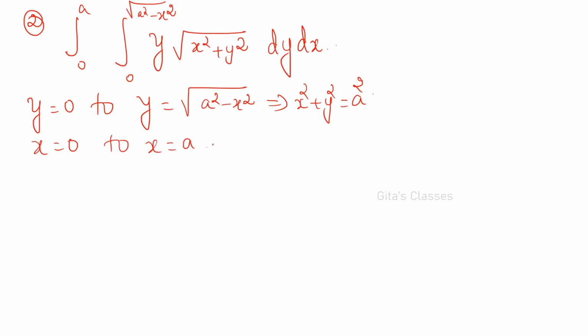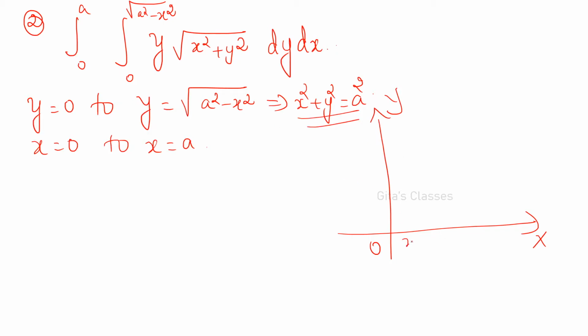These are the limits. Now you draw the region. So x varies from 0 to a, and y varies from 0 to the circle. Therefore this is the x axis. This is the origin, this is the y axis, and we have a circle x squared plus y squared is equal to a squared.